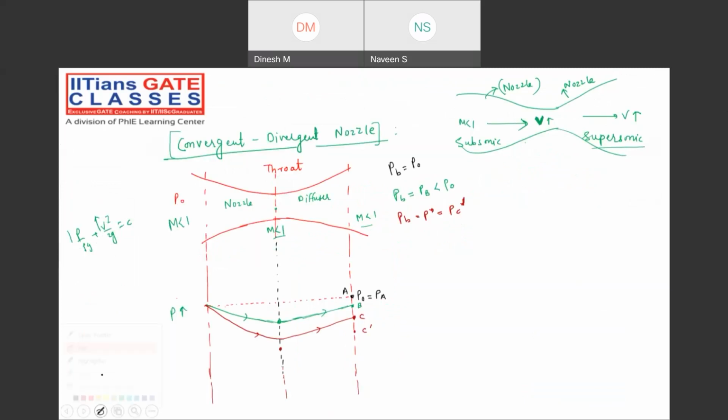Now let me call this C dash, C star. I'm calling this C star, something like this. That means the choking pressure condition, whatever the choking condition is there. Just wait.